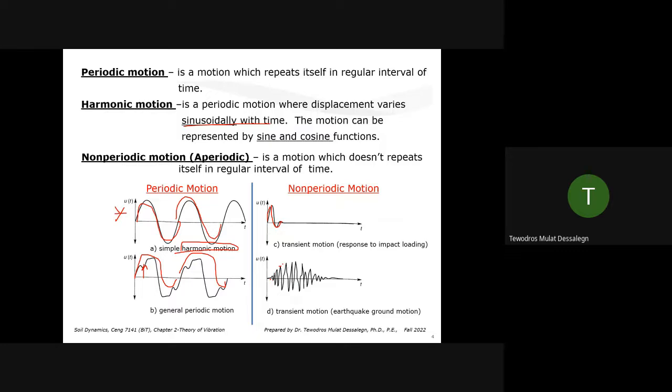And also it doesn't repeat itself. If you see the peaks at different times, they are different. So it's not repeating itself time after time. So this is irregular. So we call it non-periodic, or also aperiodic. So non-periodic can be transient motion, a response to impact loading, like an explosion. Or it can be transient motion, earthquake ground motions.